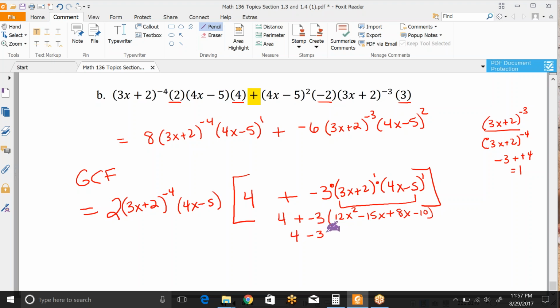So that's going to be negative 36x squared. Negative times negative would be positive, and 3 times 15 is 45x. Negative 3 times 8x would be negative 24x. And negative 3 times negative 10 is positive 30. Now we can combine all of our like terms.